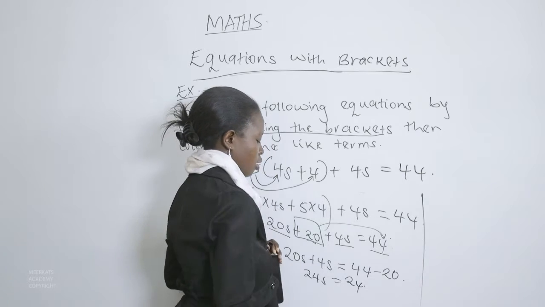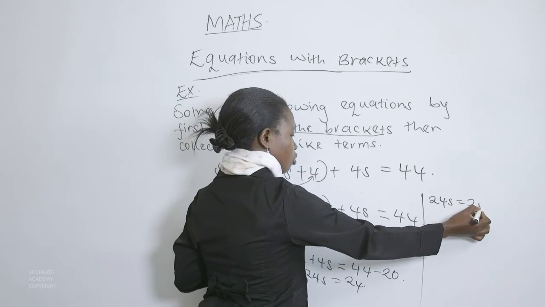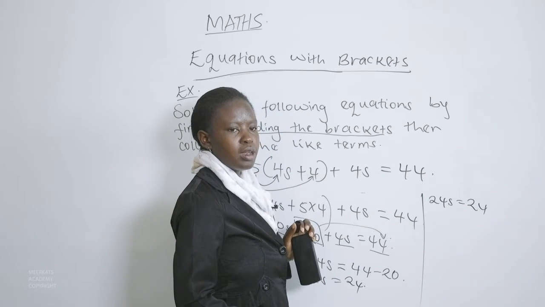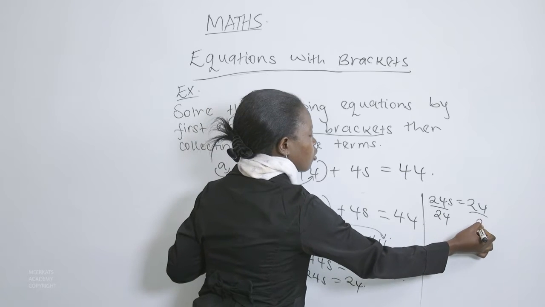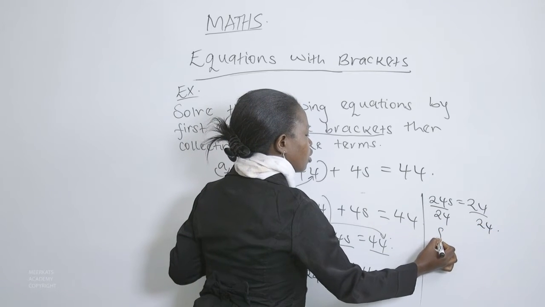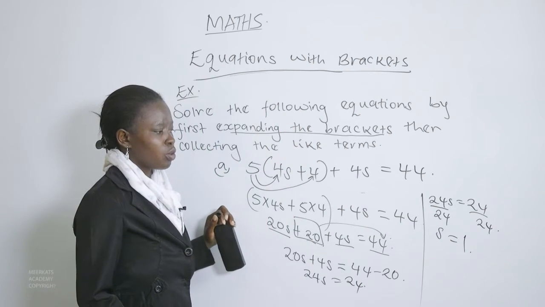So to get the value of s, we have 24s is equal to 24. Then divide both sides by 24. The value of s will be 1 in that equation.